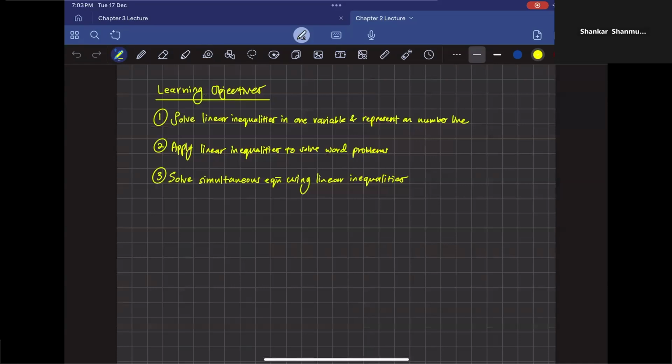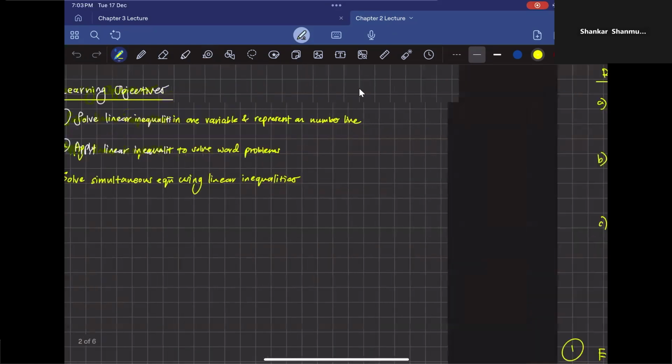And lastly, you should be able to solve simultaneous equation using linear inequalities. Okay, so now let's get going.